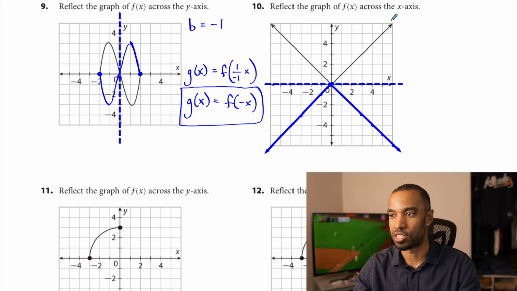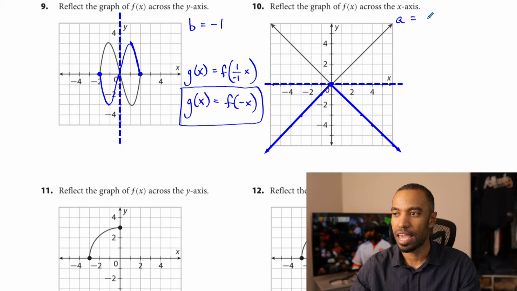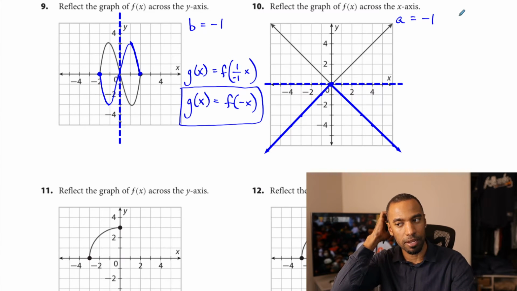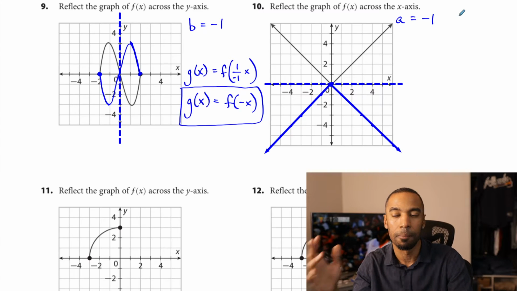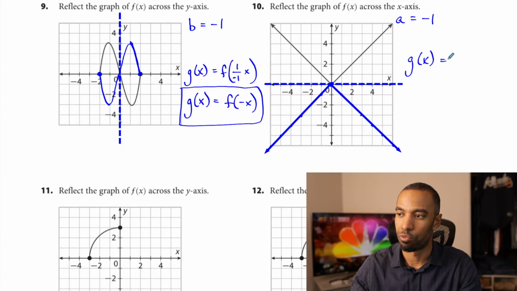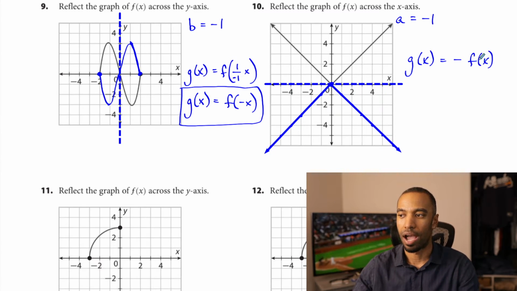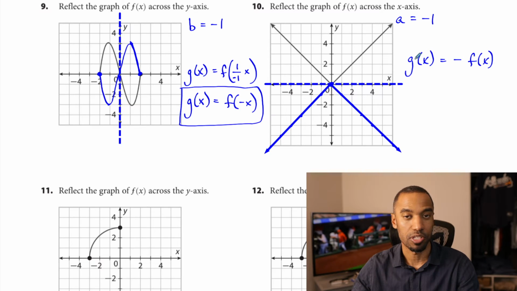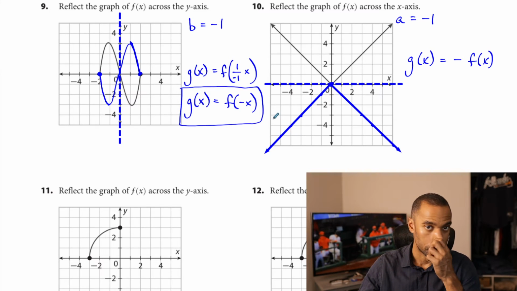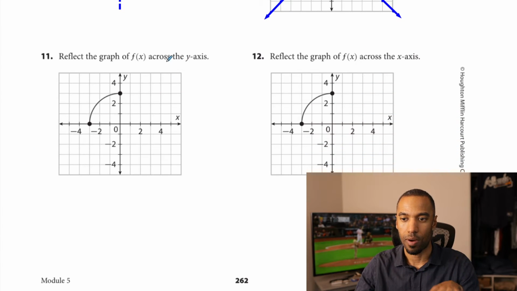reflection across the x-axis. Now across the x-axis, remember it did go downward. That's a vertical reflection. That's in reference to a. The a value is negative 1 at this time. They didn't mention a stretch, so it's still a 1, but it's negative. So this is going to be g of x equals negative 1 times f of x, or just negative f of x. Whatever the y values were here, we're going to take the opposite of them, and that's how the g values are going to work. That's what that means.